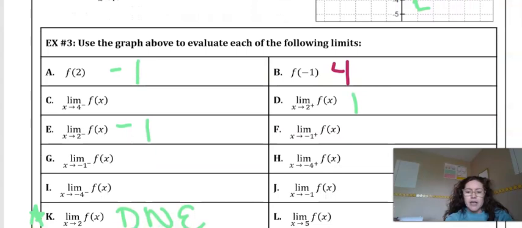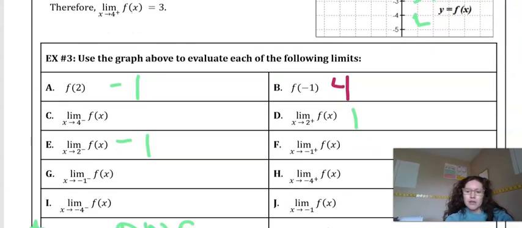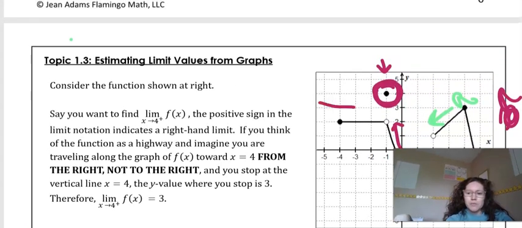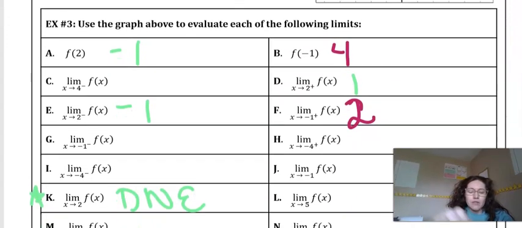All right, here we are. Negative 1 from the right. Right's over here, right? It's approaching that open hole at 2. So from the right, it approaches 2. Now, from the left, still approaching the same hole. Okay.